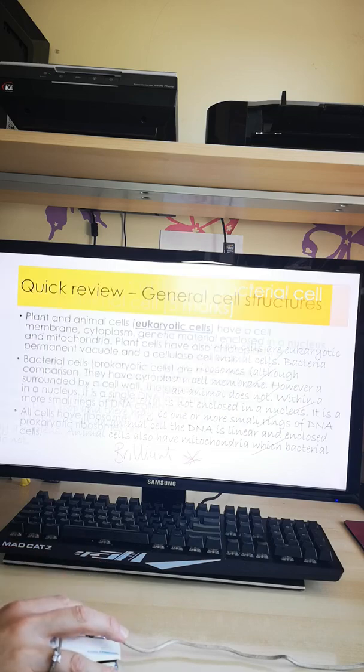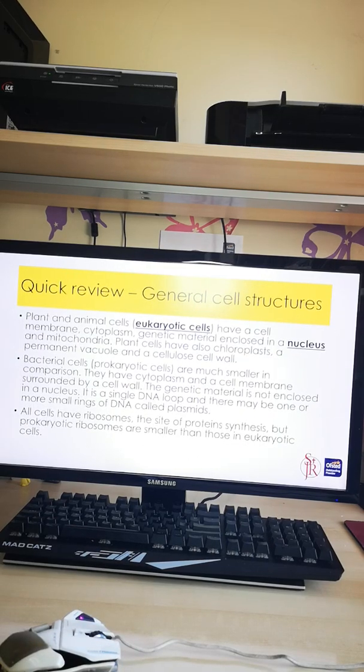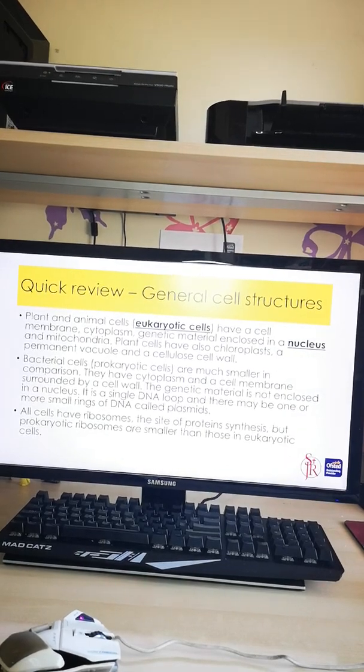Okay, so moving on to a quick recap. What have we reviewed from your GCSE studies? Well, we've looked at animal and plant cells, eukaryotic cells, and we've reminded ourselves that they have cell membranes, cytoplasm, genetic material enclosed in the nucleus, and mitochondria. We've also remembered that plant cells have chloroplasts, a permanent vacuole, and a cellulose cell wall. We've also recapped that bacterial cells are much smaller in comparison. They have cytoplasm and a cell membrane surrounded by a cell wall, but this time it doesn't contain cellulose.